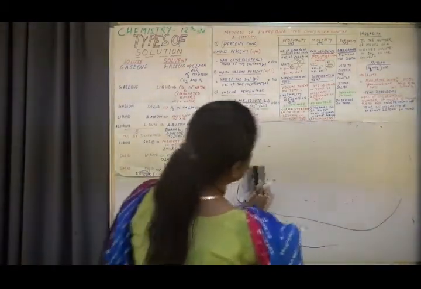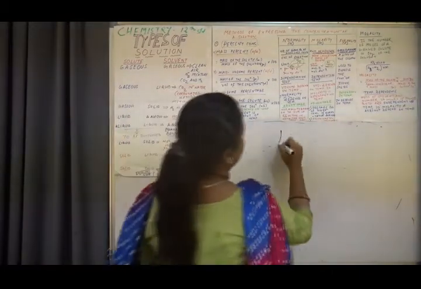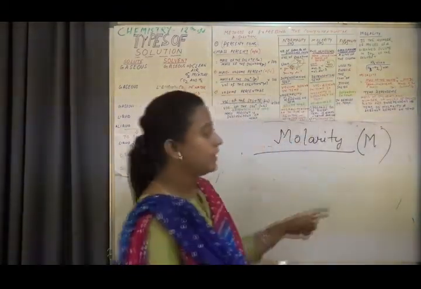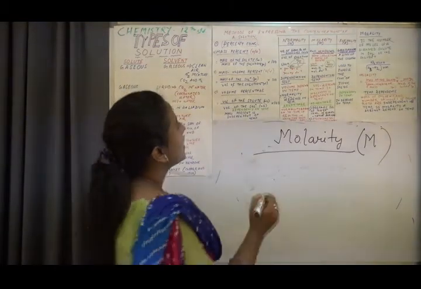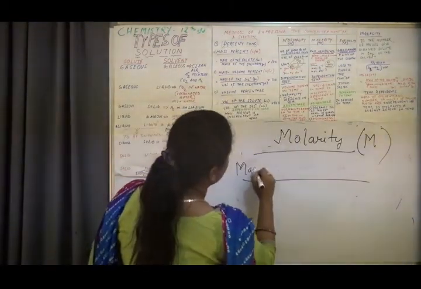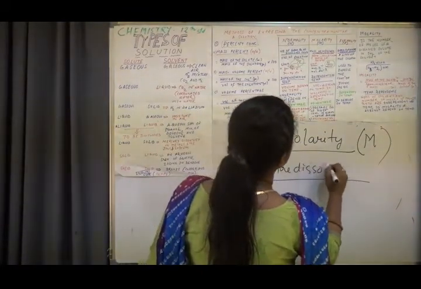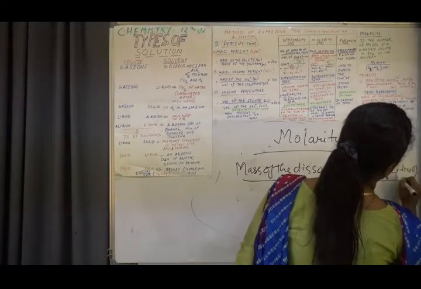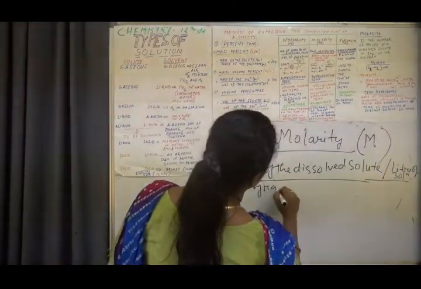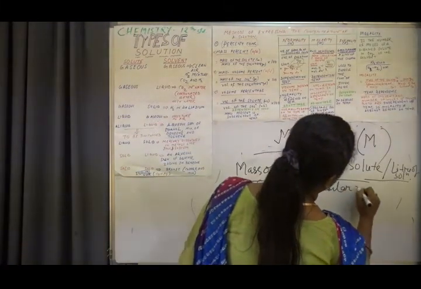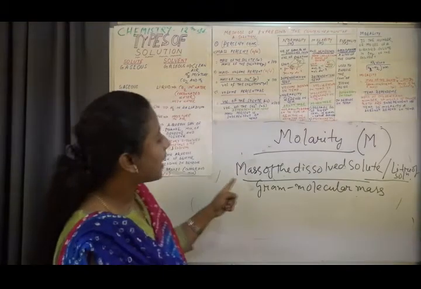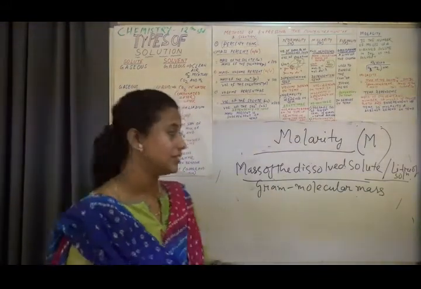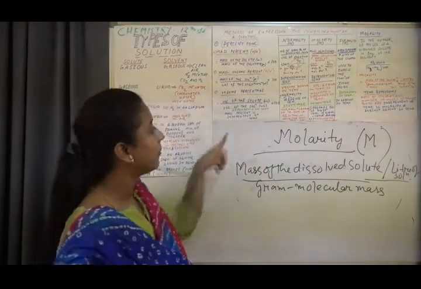Next, going to the second part, which is molarity. What do you mean by the term molarity? This is denoted by capital M. Molarity means the mass of the dissolved solute per liter of the solution divided by the gram molecular mass. In 1 liter of the solution, how much solute is dissolved, divided by the gram molecular mass. This is our molarity.